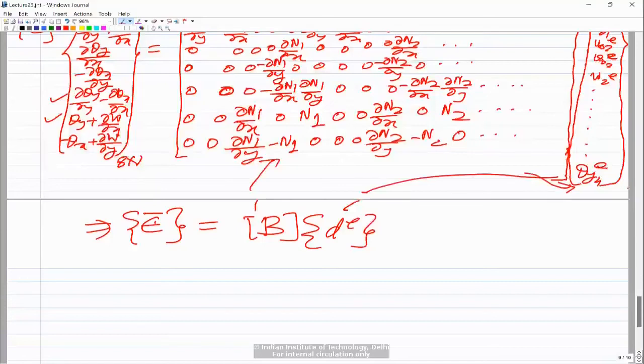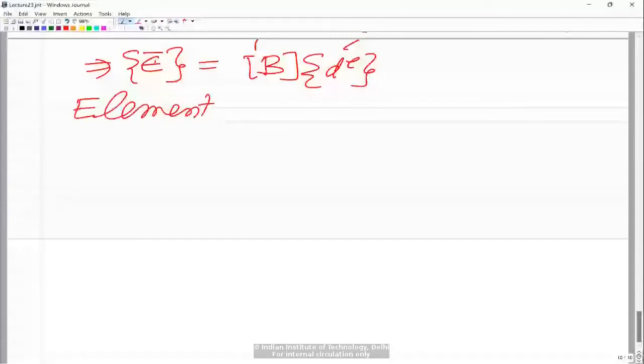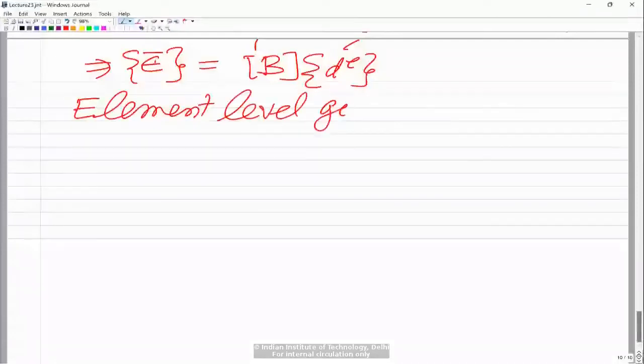So now once we have defined all the interpolations, we are ready to substitute these interpolations in the integral functional and develop the element level governing equations. The steps to develop the element level governing equations are the same. So I'm not going into the detailed derivation of that, but I'm going to directly write the element level governing equation.